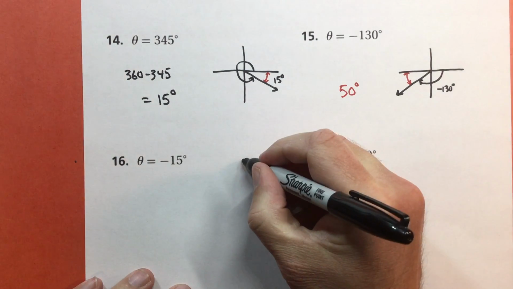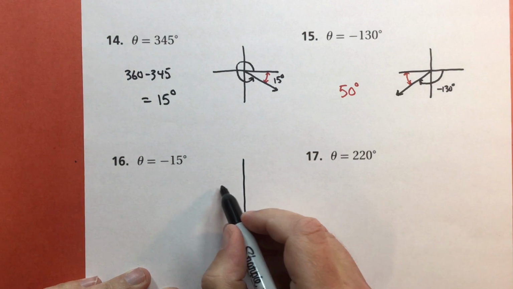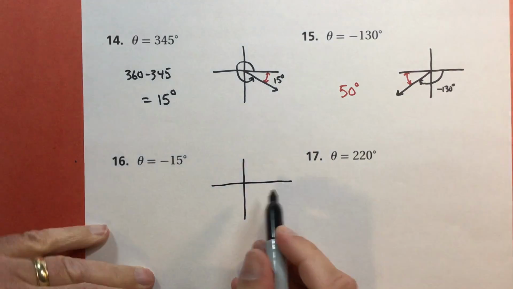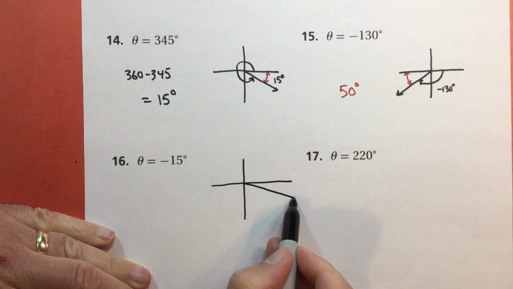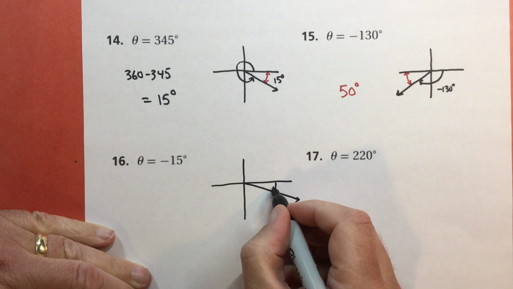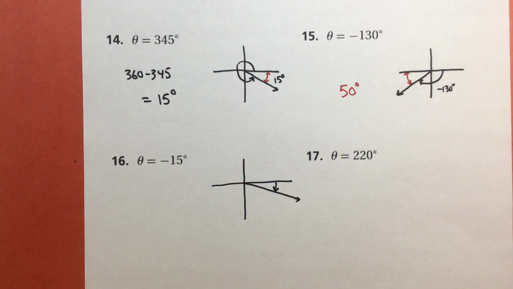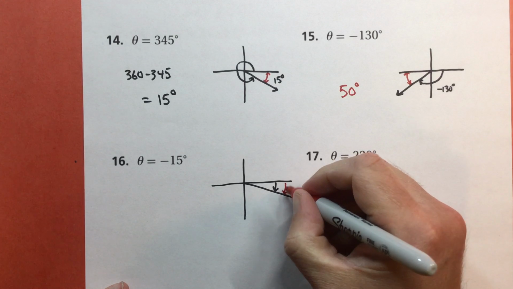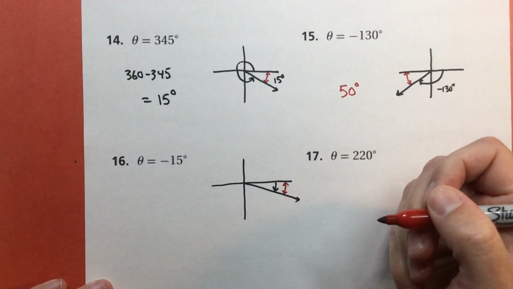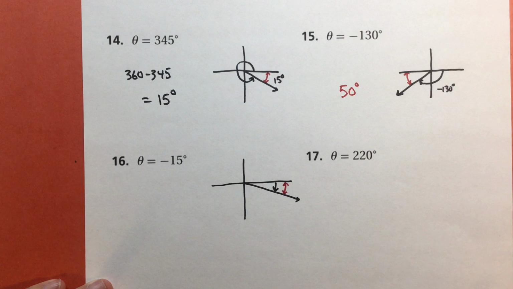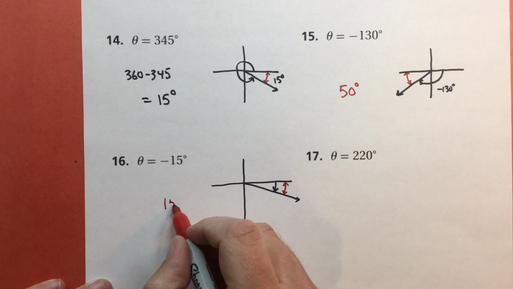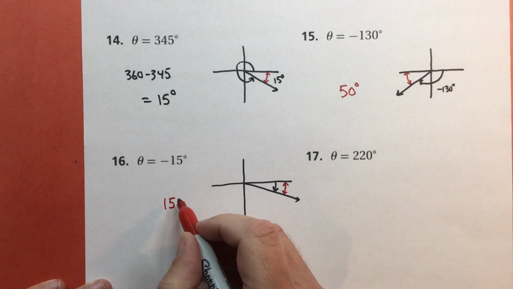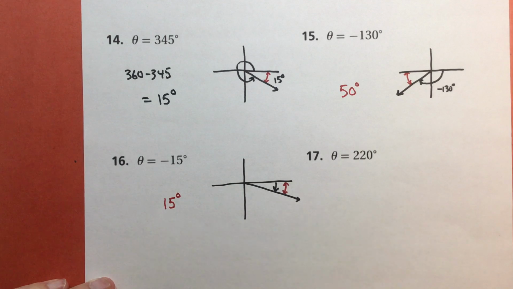Number 16, believe it or not, number 16 and number 14 have something similar, because negative 15 degrees is coterminal with 345 degrees. So the reference angle is going to be the positive angle measurement from here to here. Again, no direction. So the reference angle is 15 degrees.